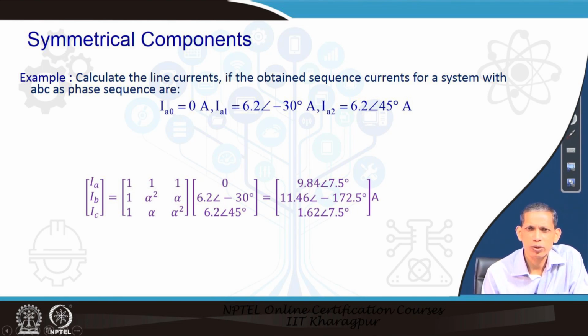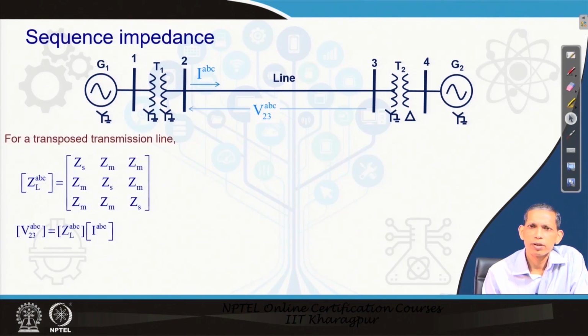From the above, we have learned how to calculate the sequence components from the phase quantities, and the phase quantities from the sequence quantities. Now, I will go to the sequence impedances, from where we will be able to develop the sequence diagram, and this sequence diagram will be useful in fault analysis as a tool for the power engineering community.